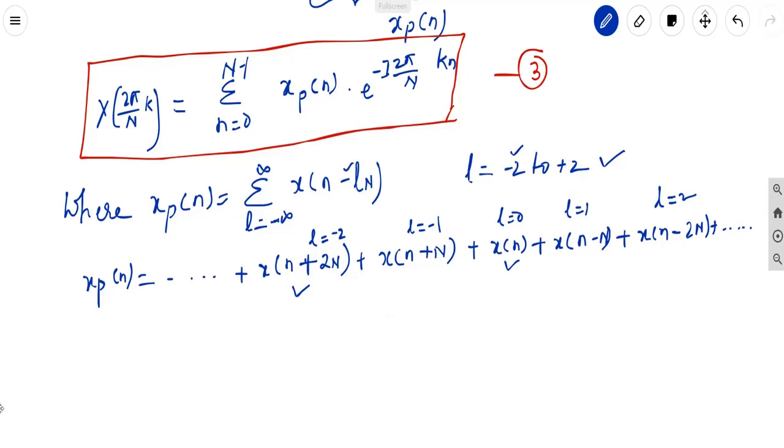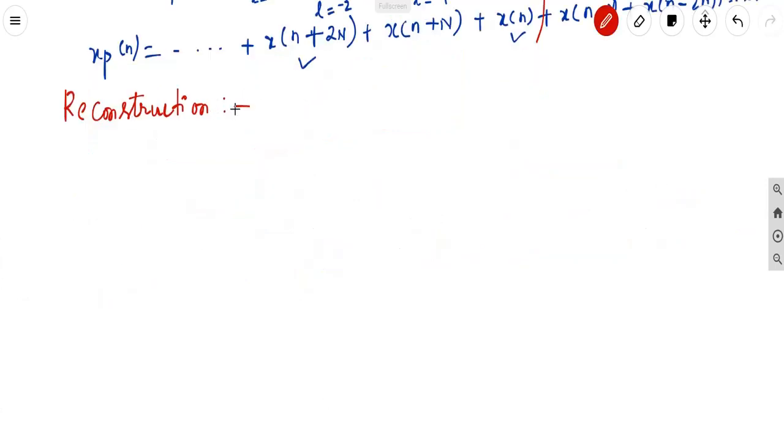Next we will go for the second part of this derivation, reconstruction of signals. Here we already know x p of n. What is x p of n? We have taken it as a periodic signal.